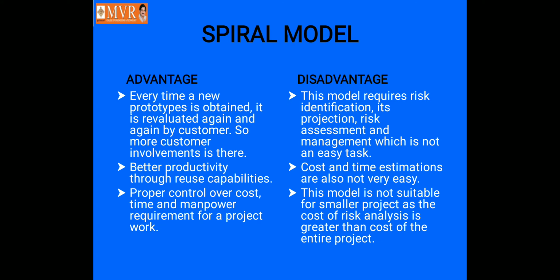So, advantages and disadvantages of the spiral model. Advantages: every time a new prototype is updated, it is reevaluated again and again by the customer, so there is more customer involvement. Better productivity through reuse capabilities. Proper control over cost, time, and manpower requirements for project work.